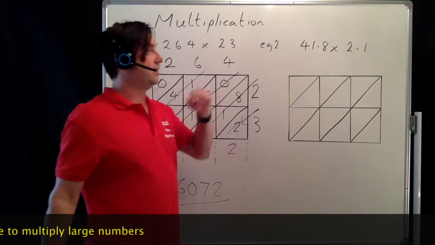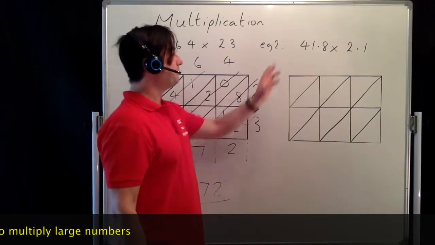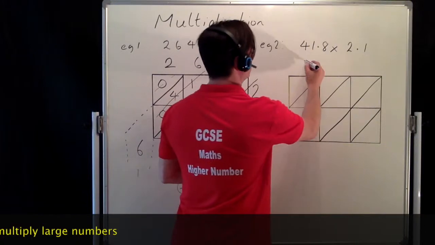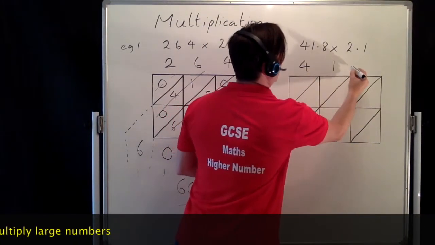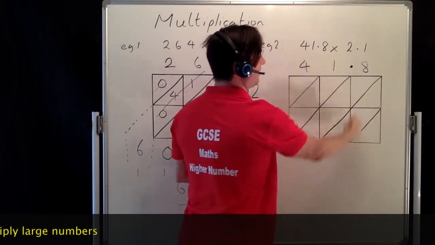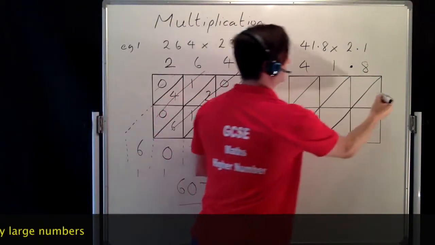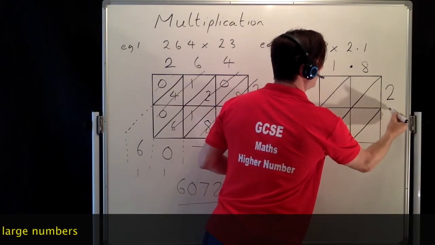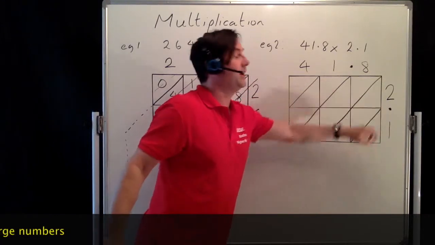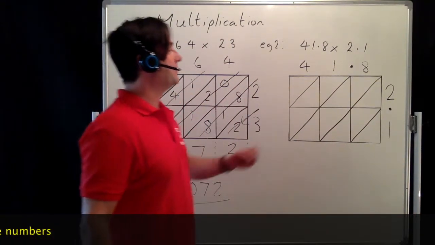Now, it doesn't get any harder when you've got decimals involved. If we have a look at this second example here, we've got 41.8, that's our 3-digit number. So we write 41 and put the decimal exactly over the line that separates the columns. And then 2.1 down the side. Again, put the decimal exactly opposite where the line finishes there that separates the rows. Then we do exactly the same thing.